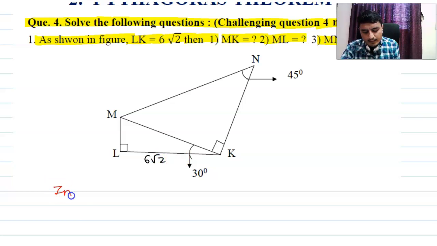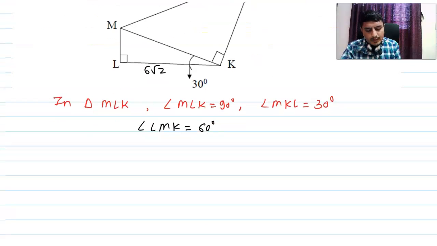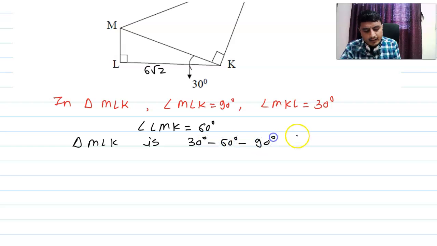So look at the triangle. In triangle MLK we have angle MLK equals 90 degree and the other angle MKL equals 30 degree. Since the sum of all angles of a triangle equals 180 degree, the value of angle LMK is 180 minus 120, that is 60 degree. So here we can write that triangle MLK is a 30 degree, 60 degree and 90 degree triangle.